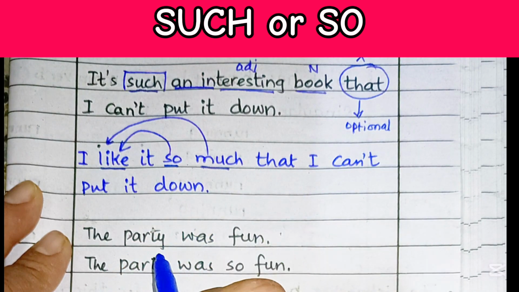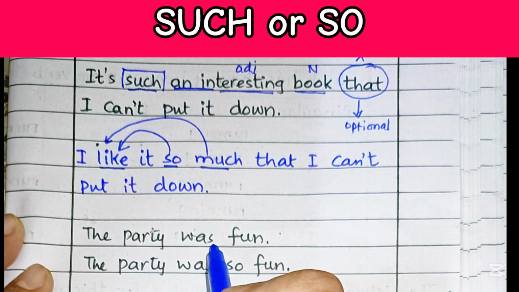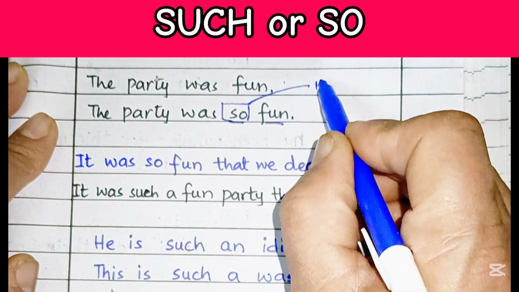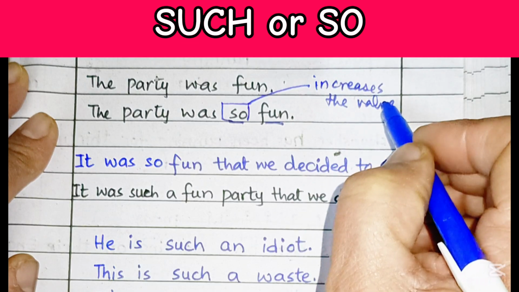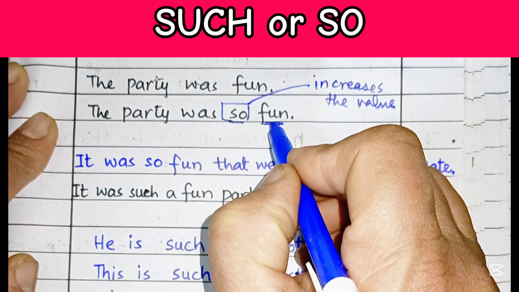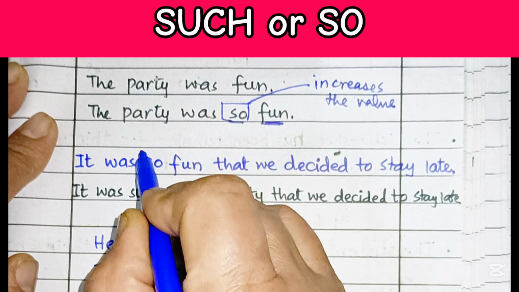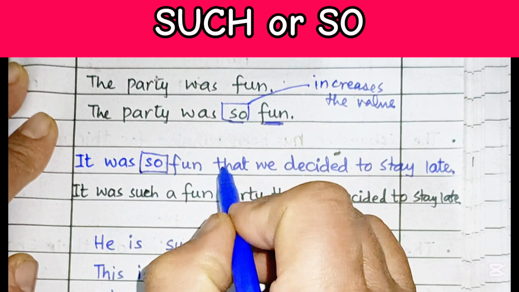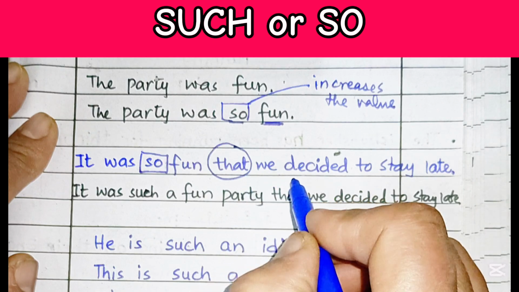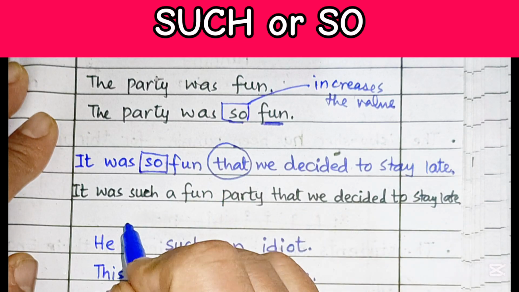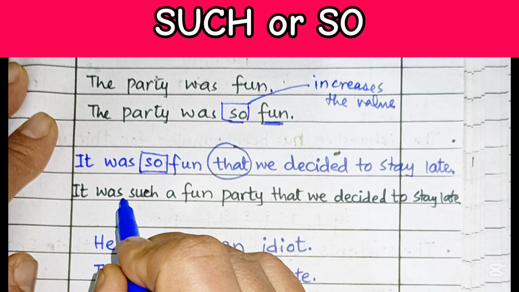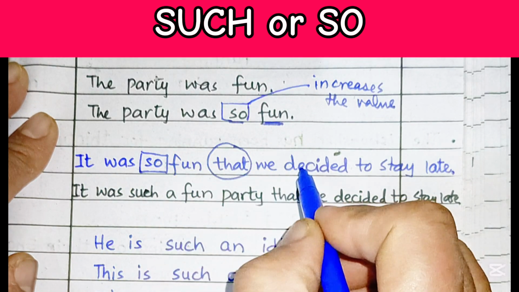So this is also there. The party was fun, or the party was so fun. This word "so" increases the value of that adjective. It was so fun. Again, we can see that it was so fun that we decided to stay late.